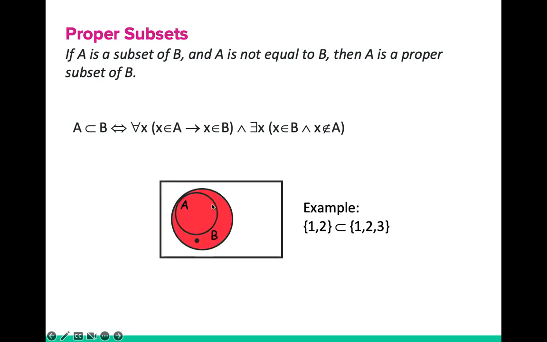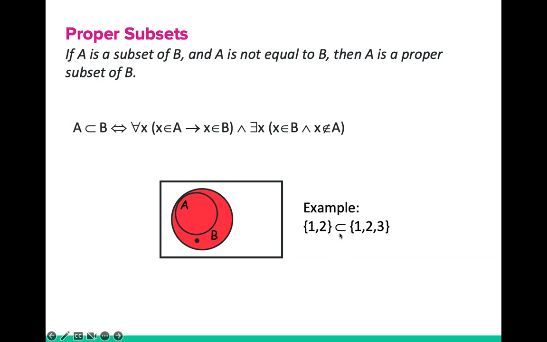So you can see here, we can visualize it in this form. Understanding the first term, if x is in A, then x is also in B, you can see that all elements of A are in B. Now for the second term, there are some elements x such that x is in B, but is not in A. So you can see this little dot here, which is an element of B, but is not in A.